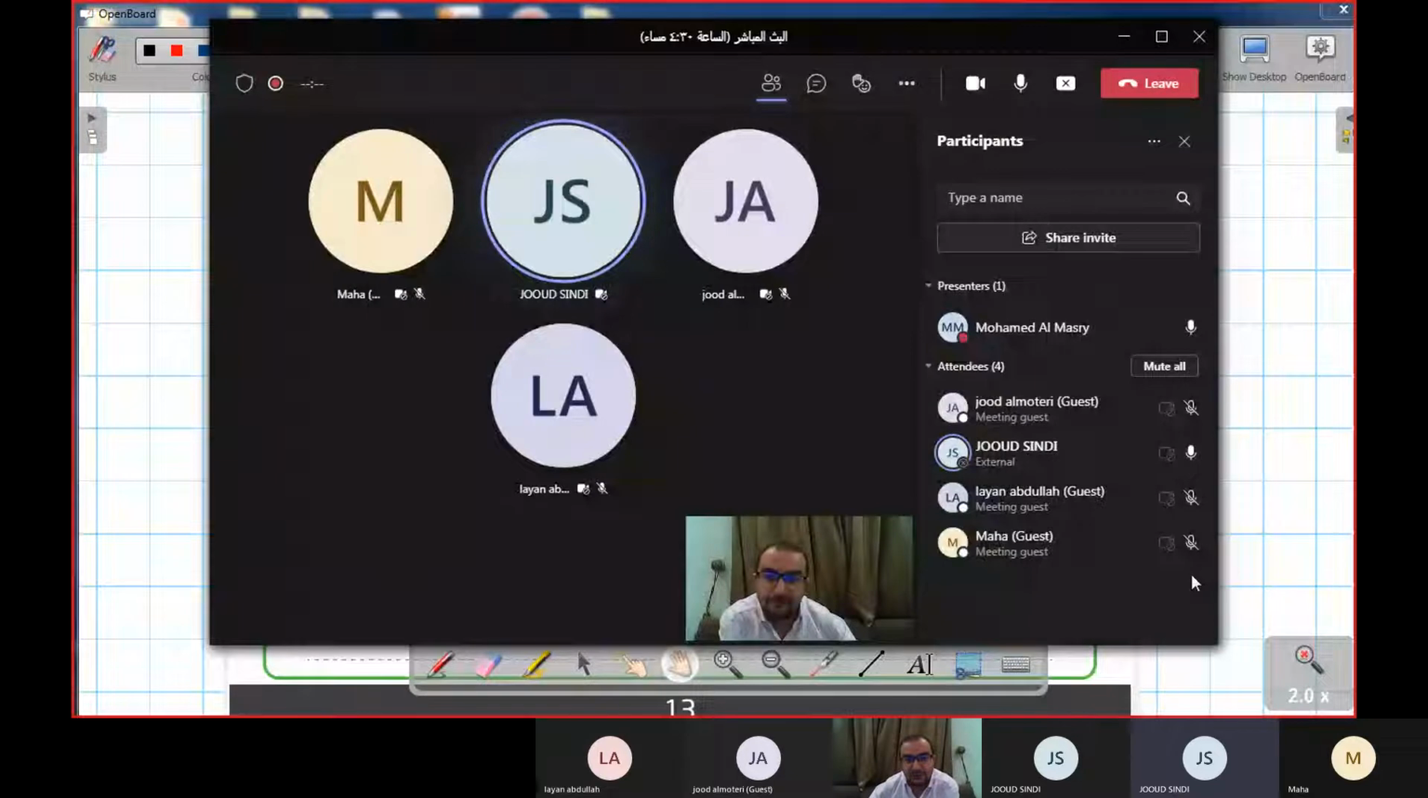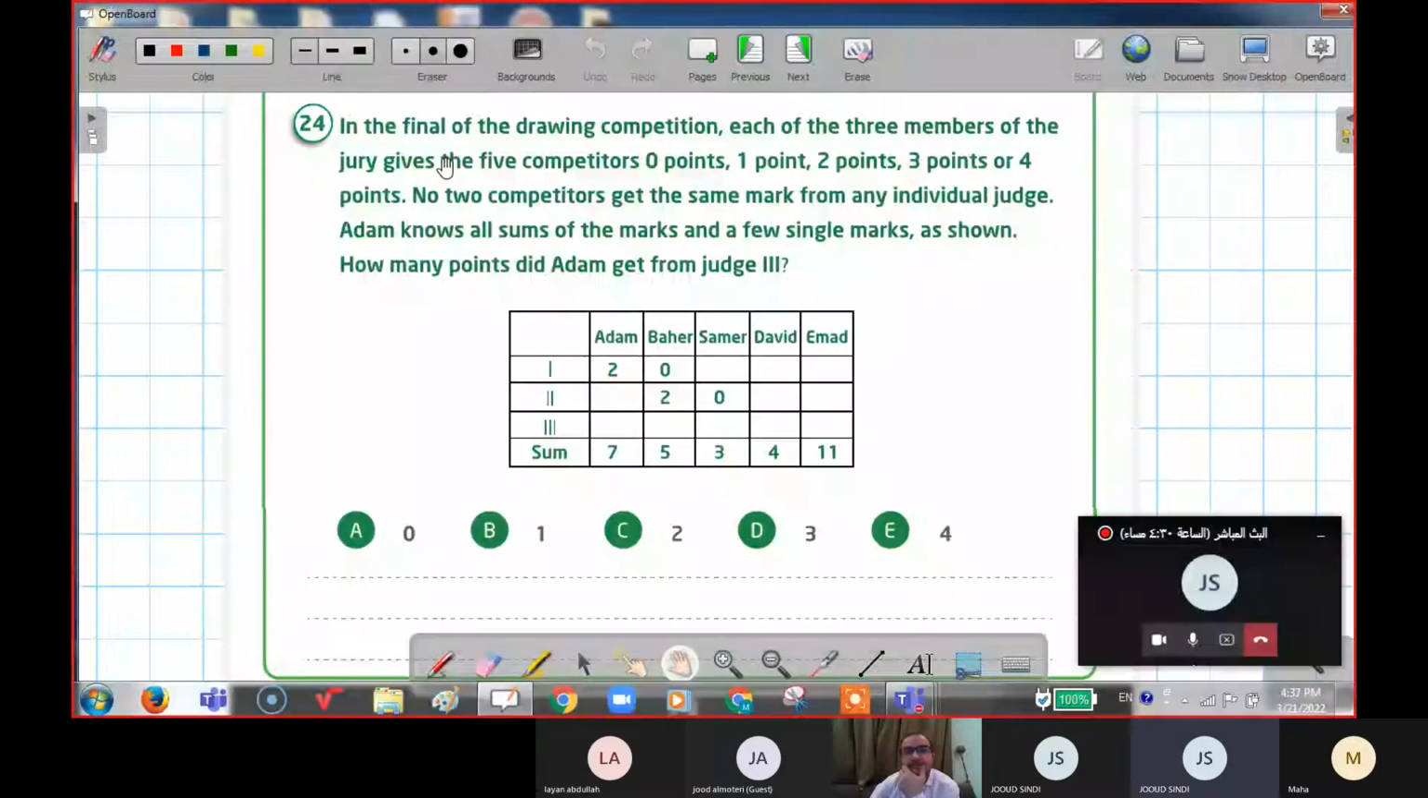In the final of the drawing competition, each of the 3 members of the jury gives the 5 competitors 0 points, 1 point, 2 points, 3 points, or 4 points. No 2 competitors get the same mark for any individual judge. Adam knows all sums of marks and few single marks, as shown. How many points did Adam get from Judge 3?